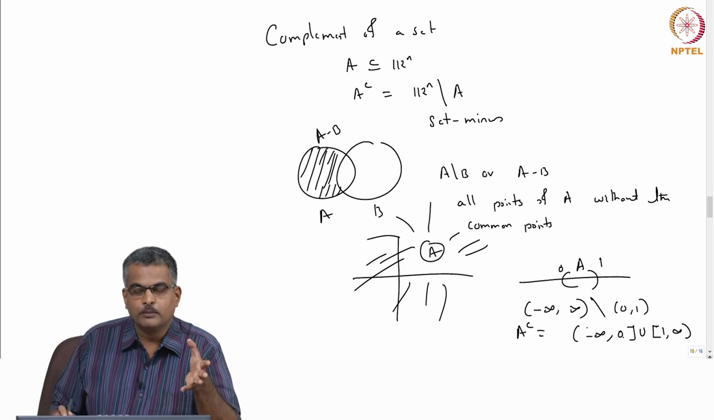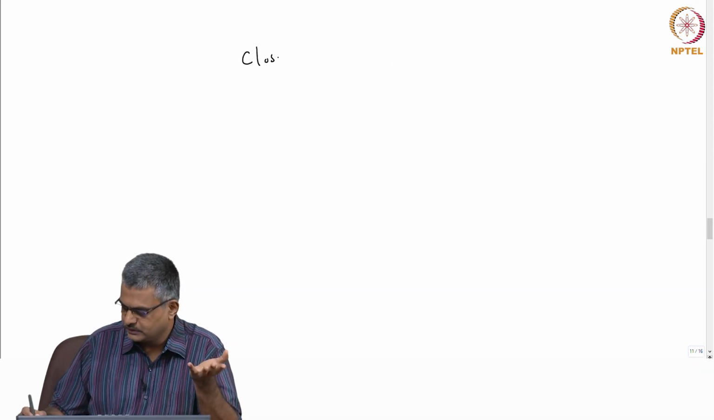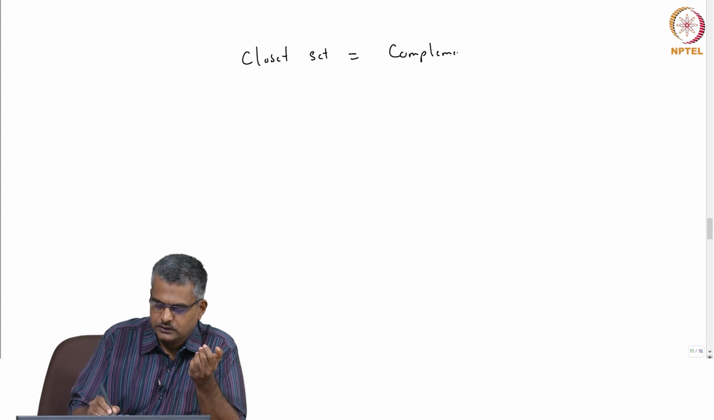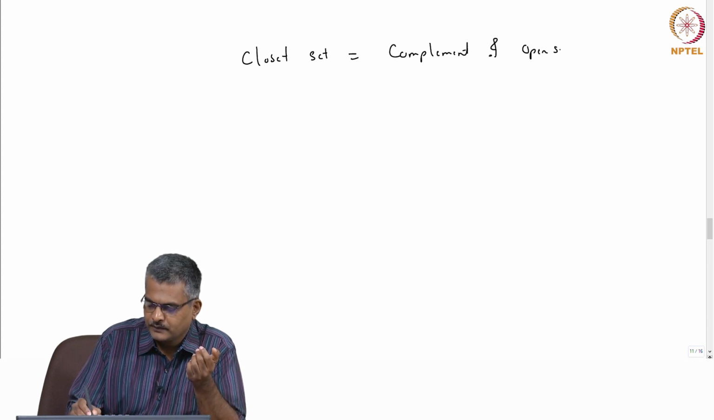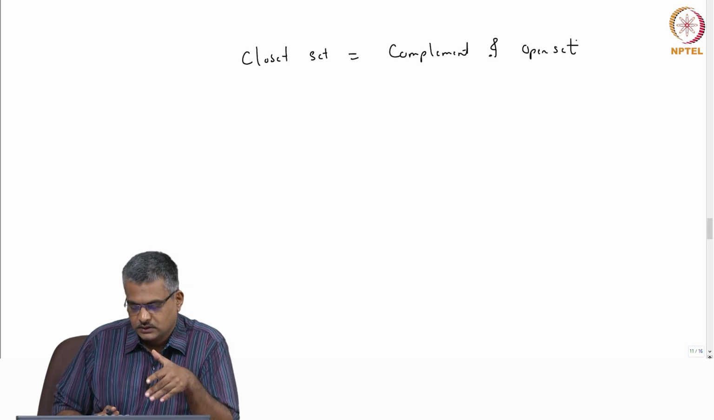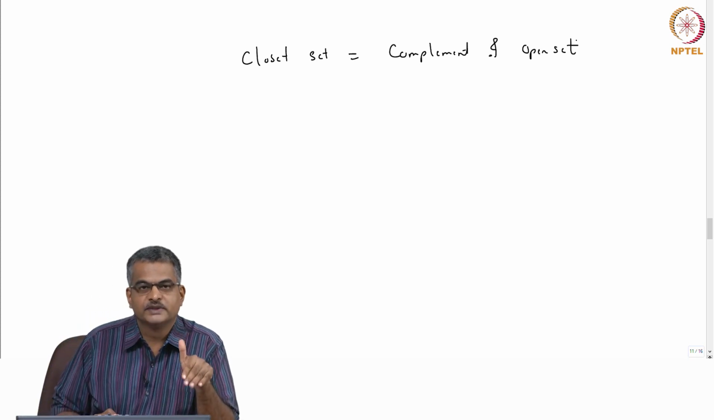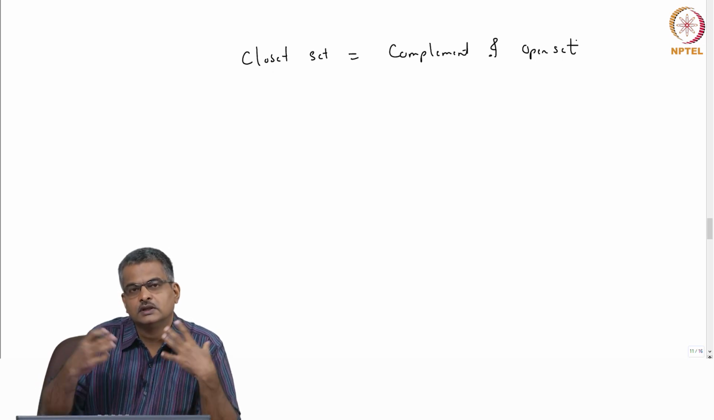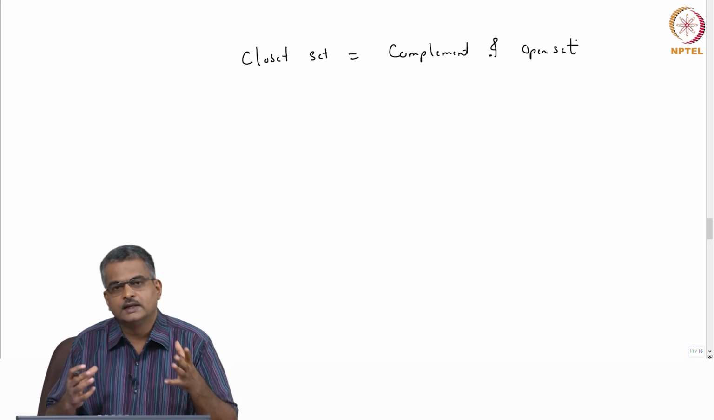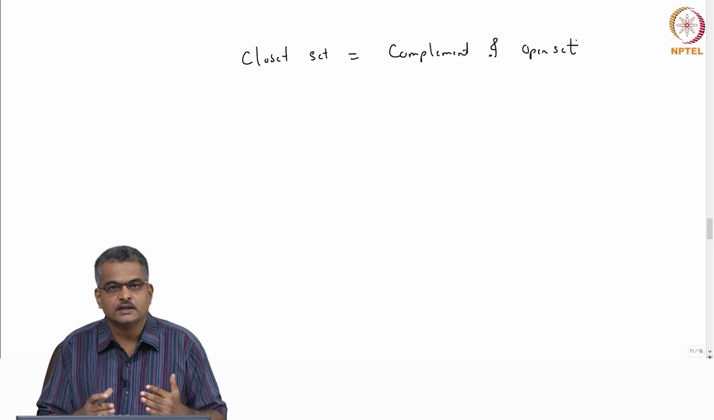Once you understand the notion of complement of a set, it is easy to define the notion of closed set. A closed set is nothing but the complement of an open set. So, one may ask, can I define the notion of closed set just like the way we defined the notion of open set using the notion of interior points? Can I define some other concept, give it a property and then say that the collection of all those points is a closed set? One can do that and we will see that in the next lecture. Thank you.